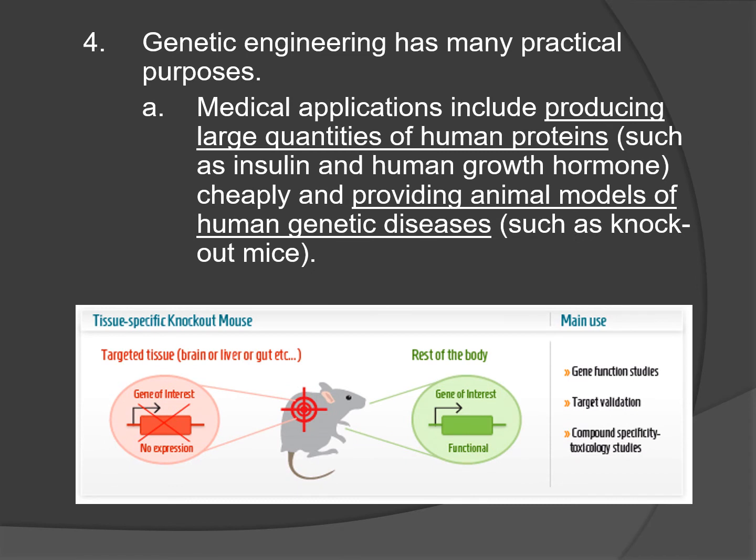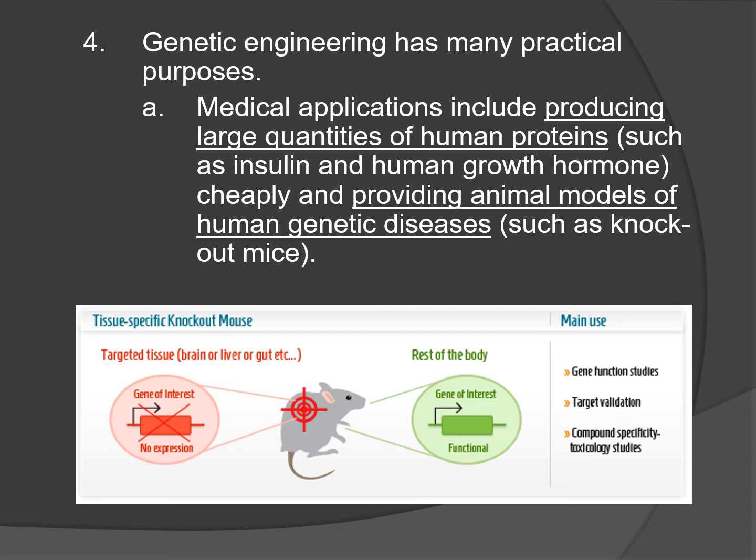There are many practical purposes for genetic engineering. It can also be used to produce large quantities of human proteins, such as insulin and human growth hormone. Both of those are used to treat people. Insulin, of course, for people with diabetes. Human growth hormone is used to help people who are not meeting their growth milestones. They're small, and they'll take human growth hormone. And they use genetic engineering to produce large quantities of these.